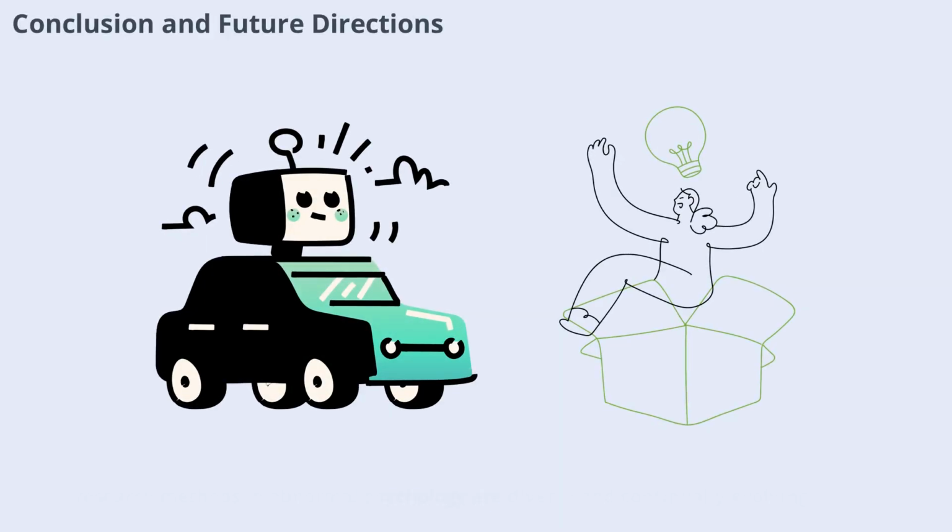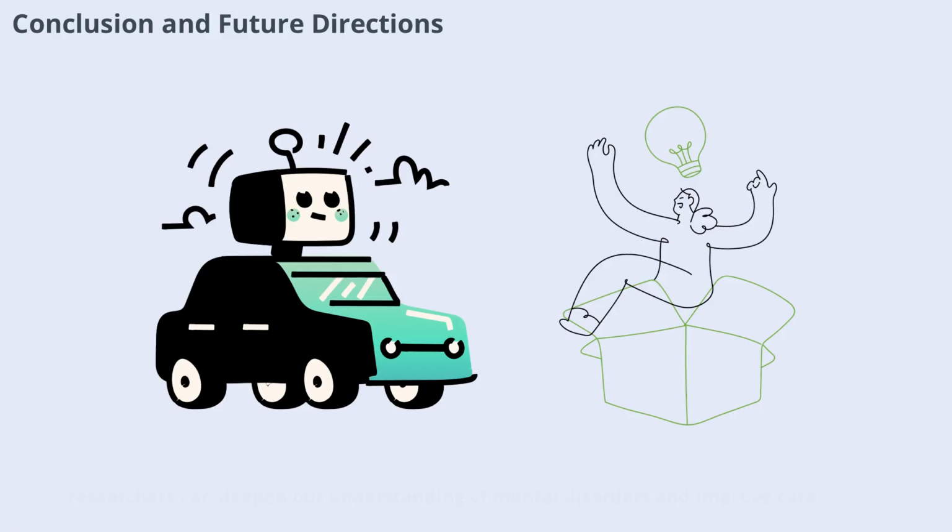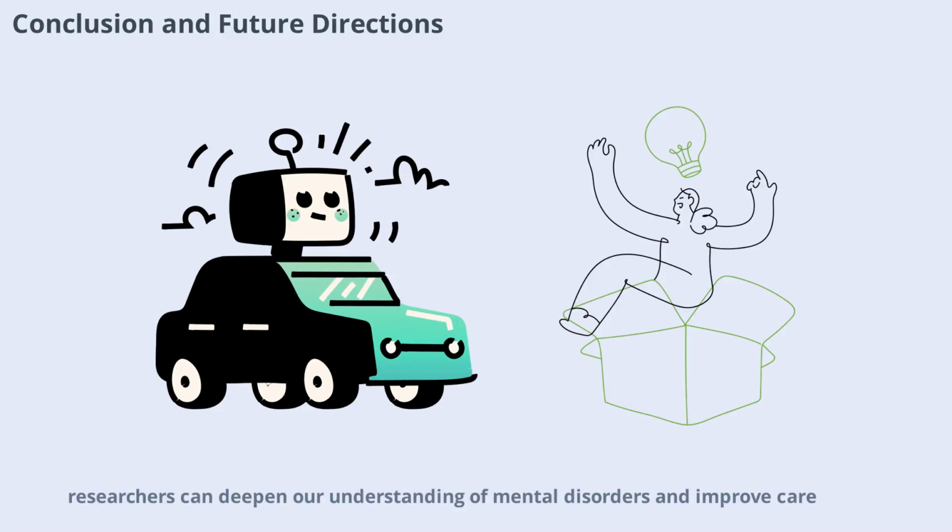Summary: research methods in abnormal psychology are diverse and continually evolving. From case studies to big data, each approach offers unique strengths and insights. By combining methods and addressing challenges, researchers can deepen our understanding of mental disorders and improve care. The future of abnormal psychology research promises even more innovative tools and discoveries, helping to build a healthier, more informed society.